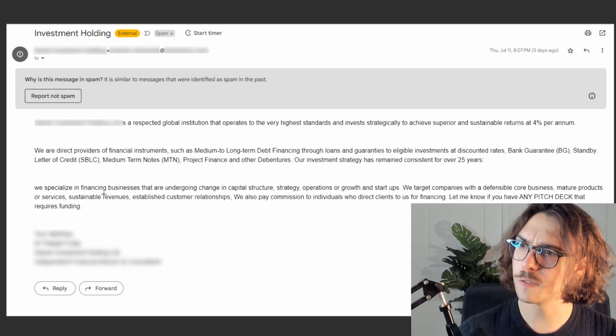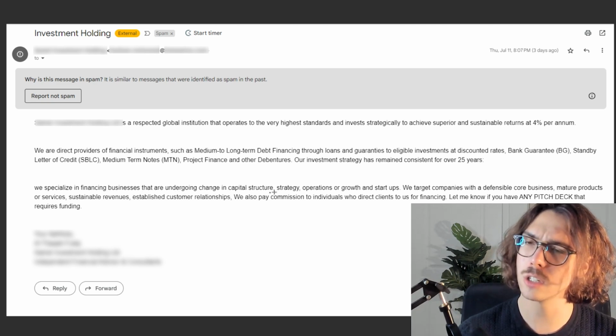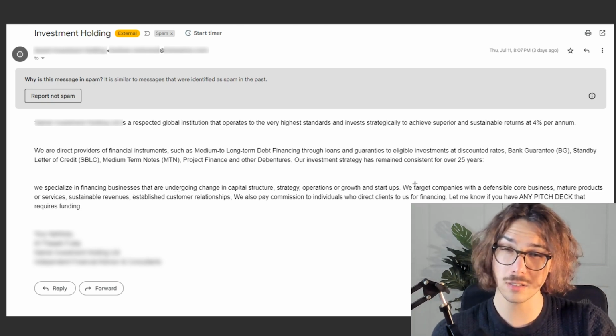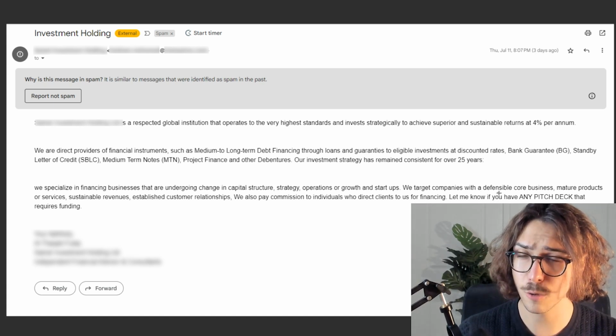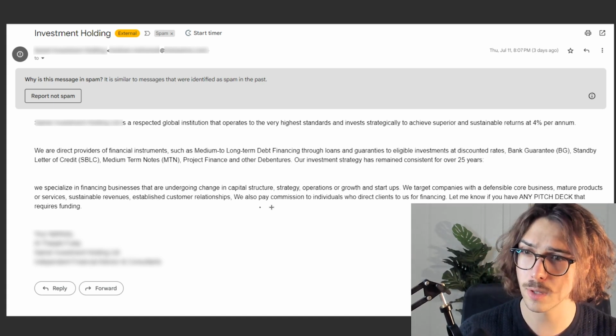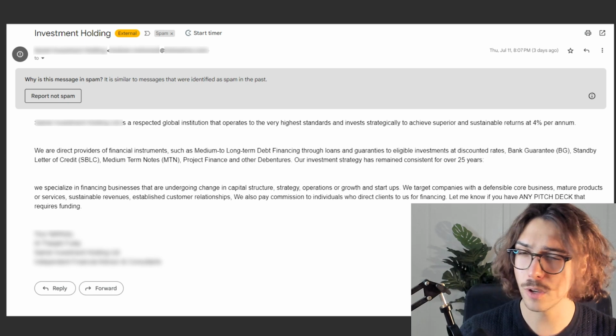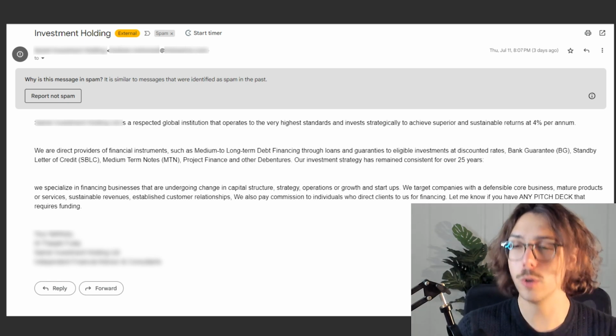"We specialize in financing businesses or ongoing change in capital structure law." So it is a finance thing, but I don't really know what "investment holding" means. "We target companies with a defensible core business, mature products," blah, blah, blah. "We also pay commissions. Let me know if you have any pitch deck requiring funding." Big picture, I have no idea what this email is saying.